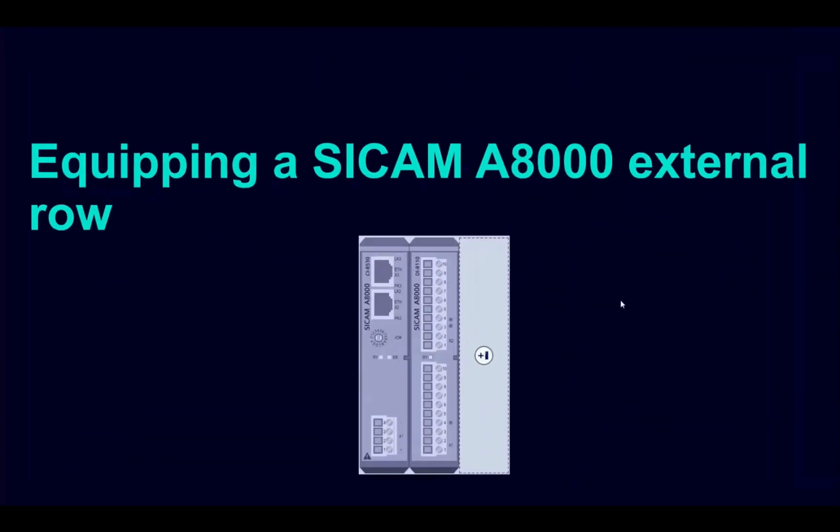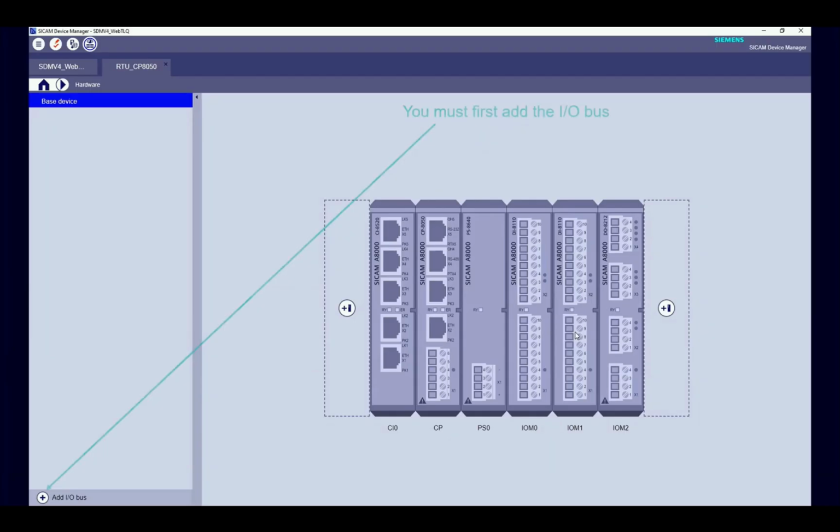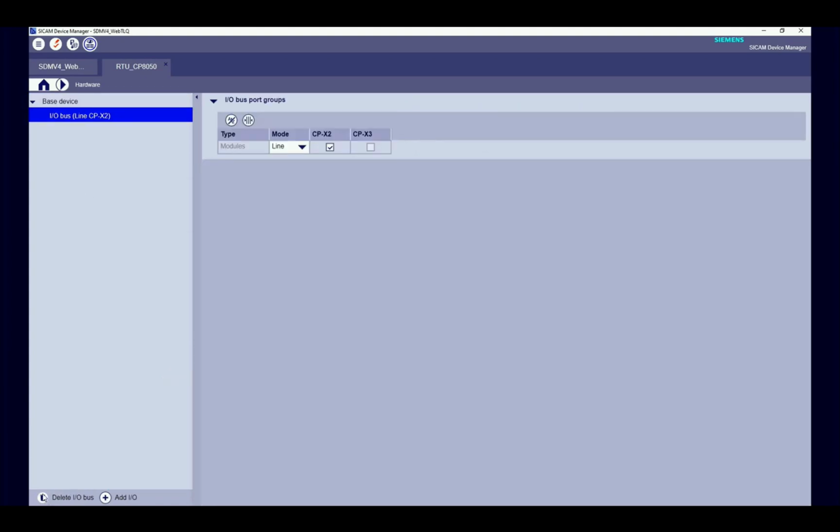Now, let's see how we can add the external rows. We are talking about this row that is displayed here. The first thing that we need to do is to add an I/O bus to the base device. How do we do that? We use this button. So it is included here, and by default, it is connected to the CP8050 to the port X2.